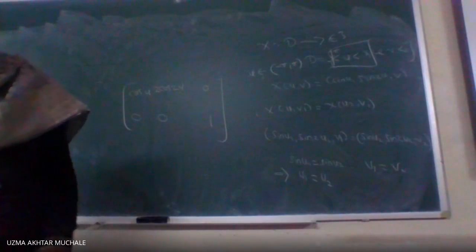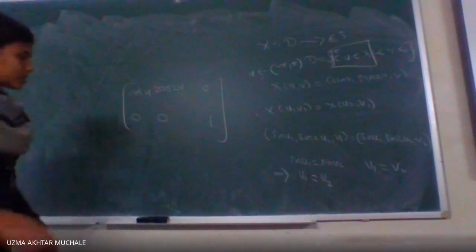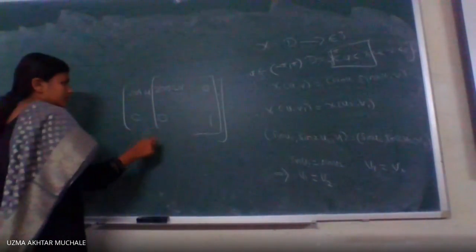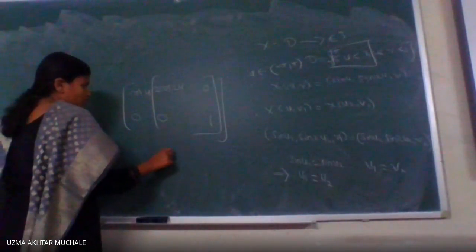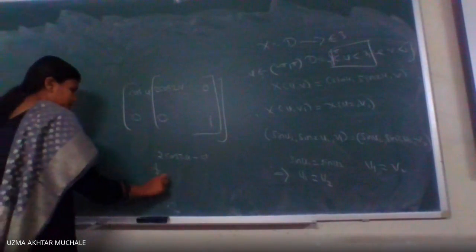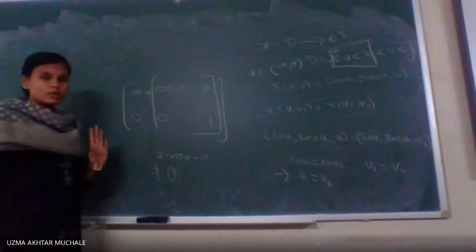Therefore the rank of the Jacobian matrix is equal to 2. Why is this so? Because we can take at least one minor of order 2. If I take this, what is the answer? 2 cos of 2u minus 0. So we are getting at least one minor of order 2 by 2 which is not equal to 0.